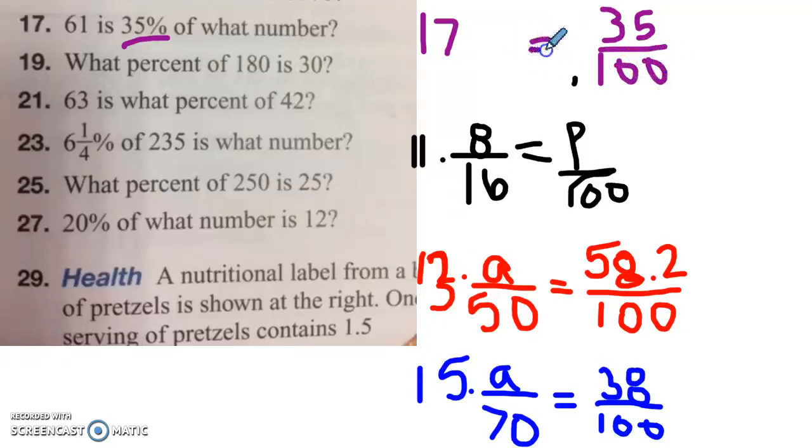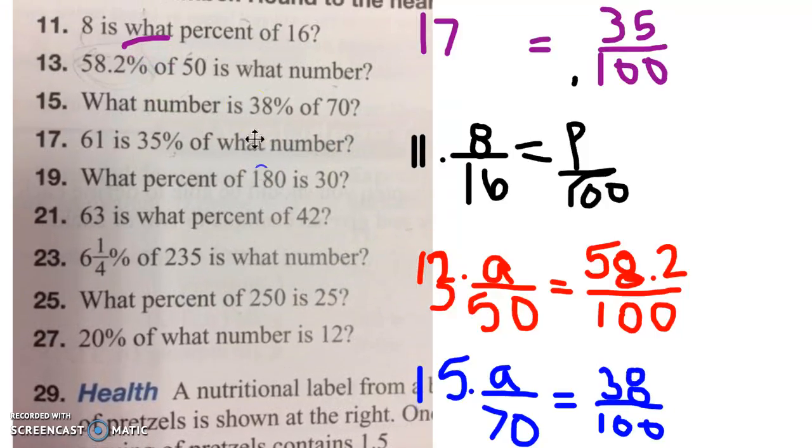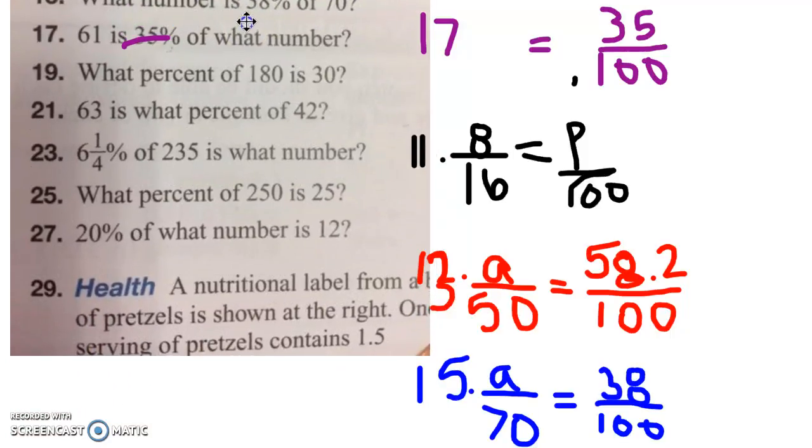61 is 35%. So you have to figure out the 61. 61 is 35% of what number? So it says of what number, like these have said of, like is what number? We were looking for a part, is what number? But now I'm saying of what number? So number 17 is a little bit different. Number 17 gave me the part. And I have to find what the whole is.